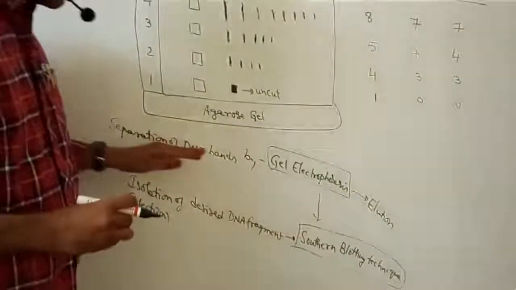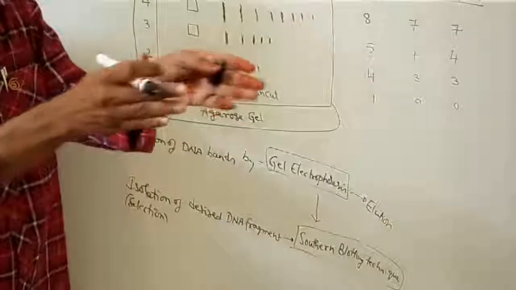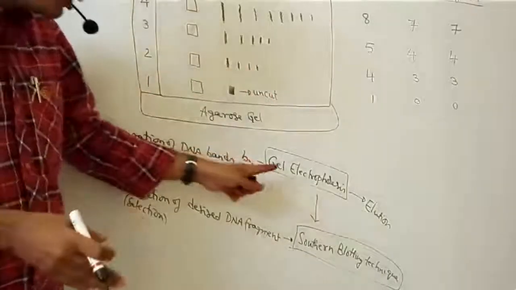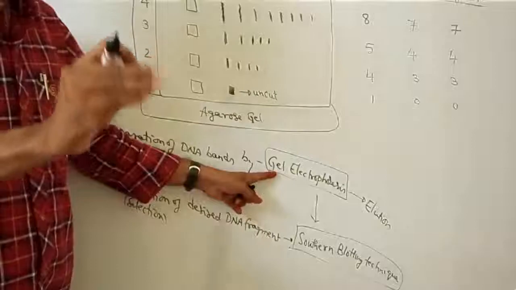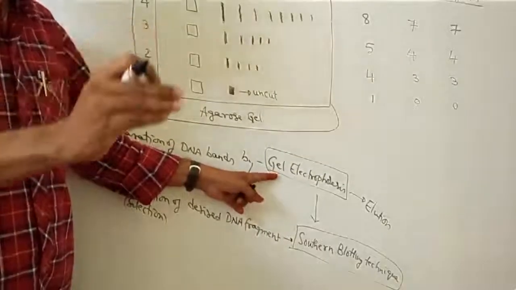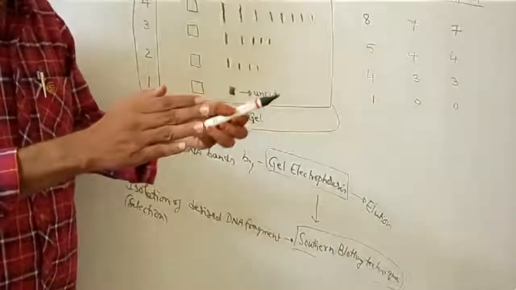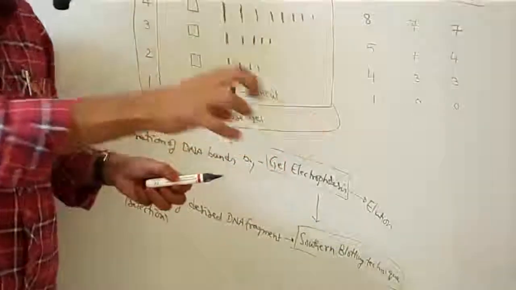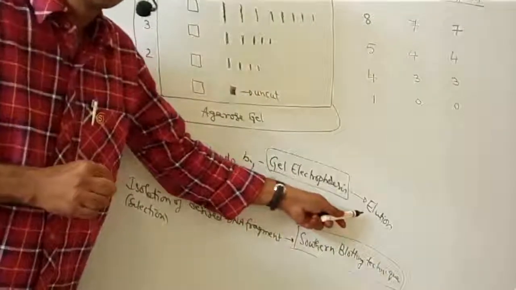This word is not present in our syllabus. So try to remember these two. What is the difference between these two? Separation of DNA fragments can be done by a process called gel electrophoresis. Those DNA bands will be on agarose gel. From that agarose gel, the separated DNA bands we have to cut and extract from the agarose gel, which is called elution.